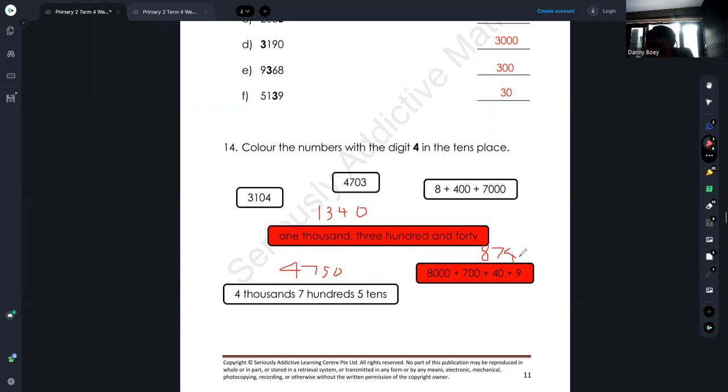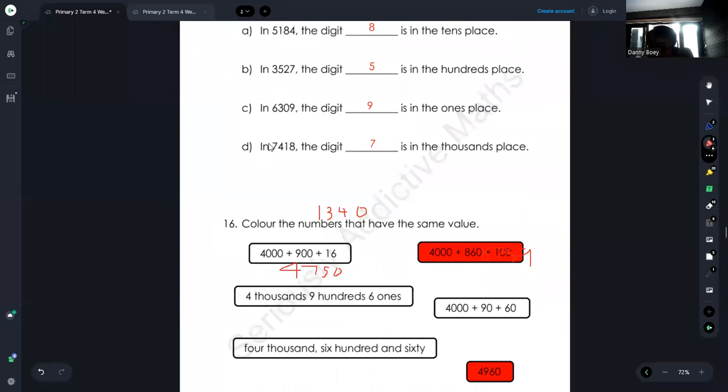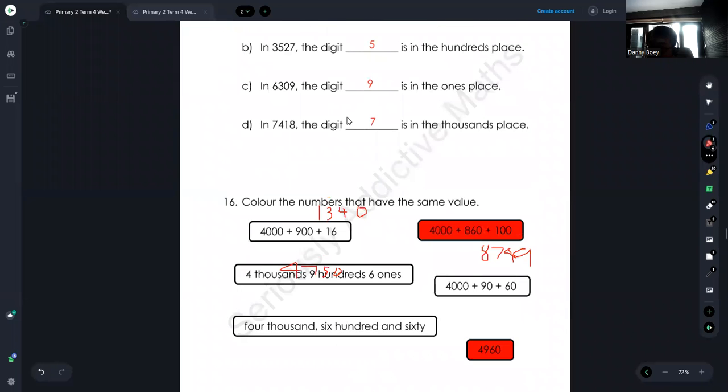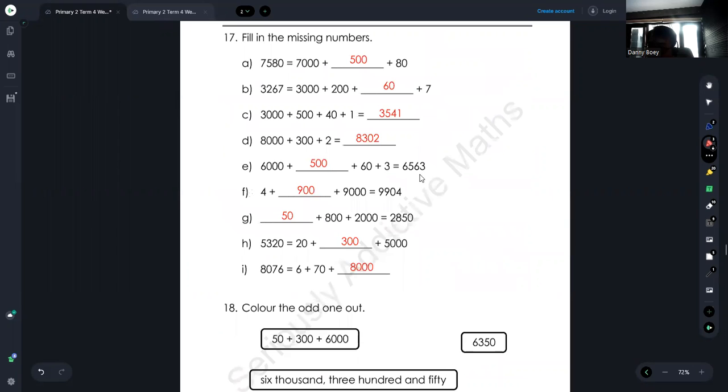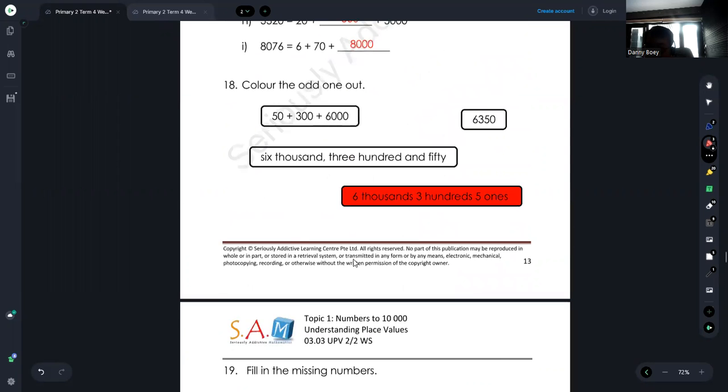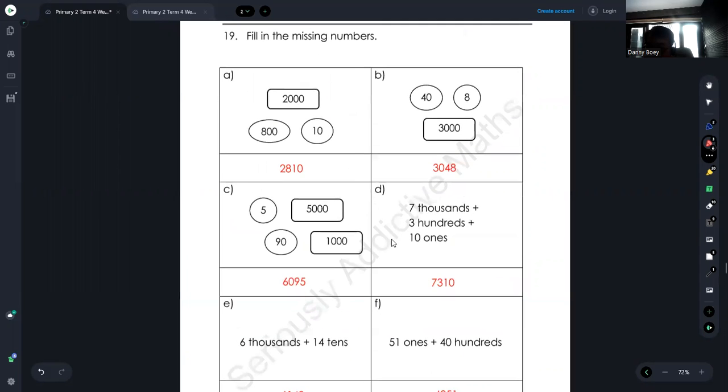So which are the numbers with 4 in the tens place? For this kind of question, remember to always get them to write it out. It's easier to write out the numbers first. Okay, so I think they can do this as homework. This one should be quite easy. All these are quite easy. Here they just need to write it out, should be fine.